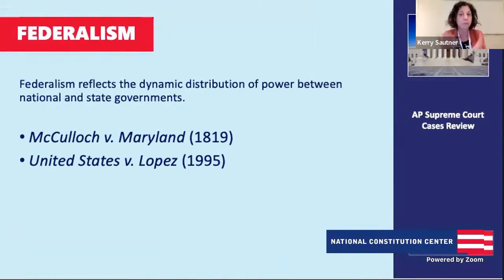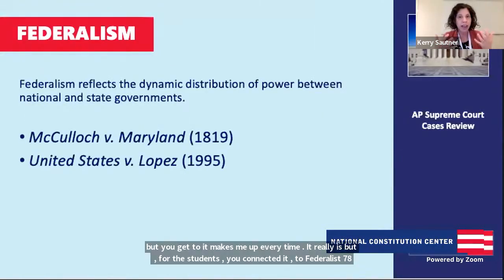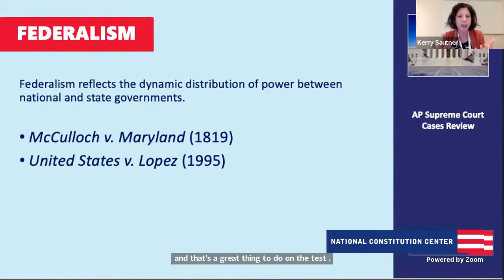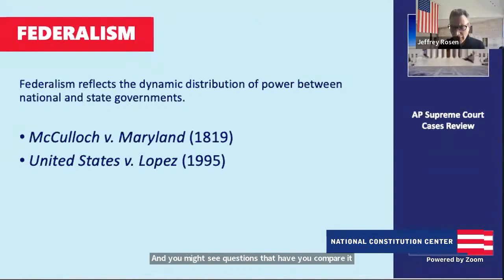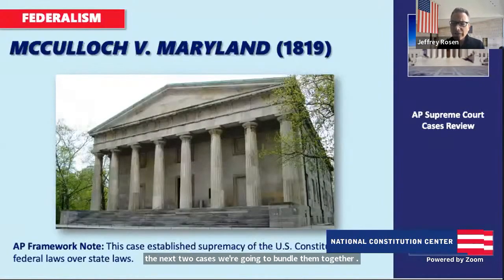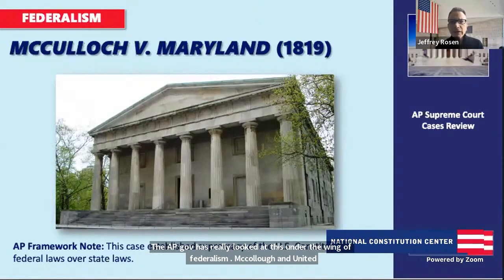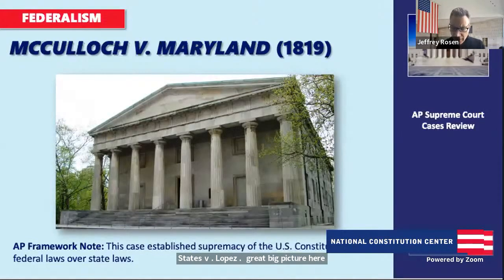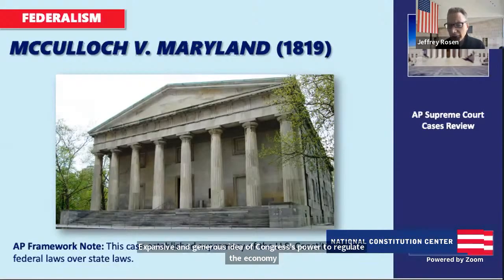Now, the next two cases, we're going to bundle them together. The AP Gov test really looks at this under the wing of federalism. So McCulloch and United States v. Lopez. Great. Big picture here. McCulloch comes up with an expansive and generous idea of Congress's power to regulate the economy. And Lopez in 1995, a century later, says that power has some limits. It's not unlimited.